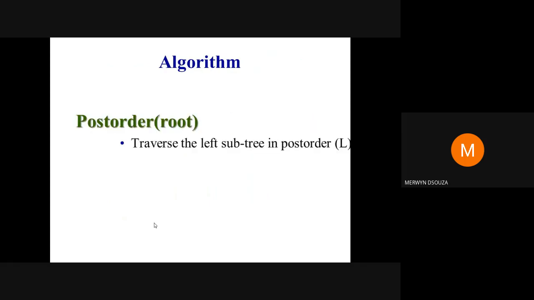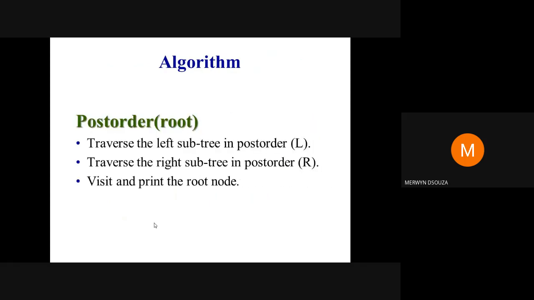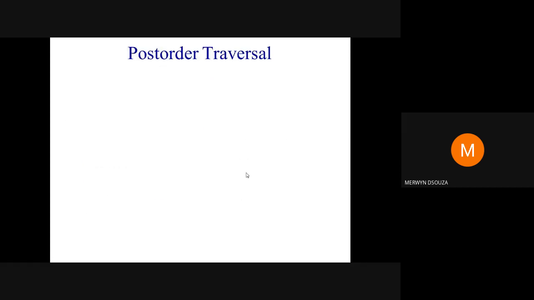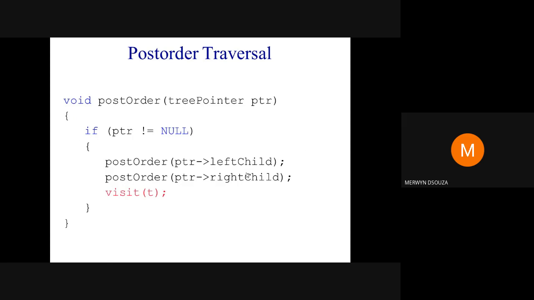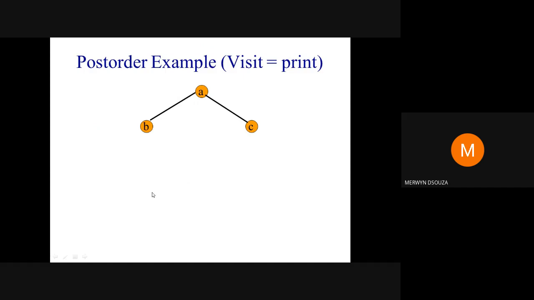Let's look at the third one, post order. To get the post order traversal, you will first of all traverse the left subtree in post order. Then second step, traverse the right subtree in post order. And third step is visit and print the root. Okay. So this is the code for it, the recursive code, left subtree, right subtree, and visit. The codes are there in your textbook, so you can refer to that.